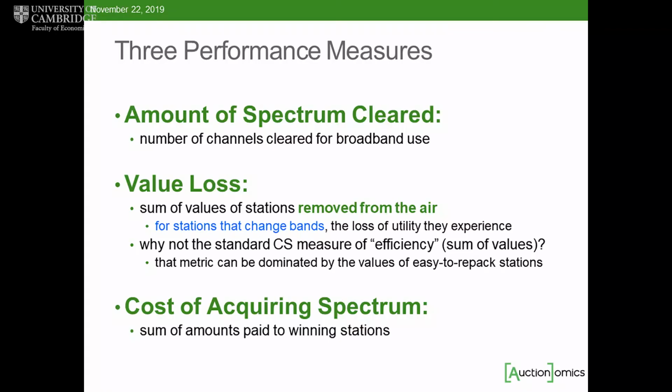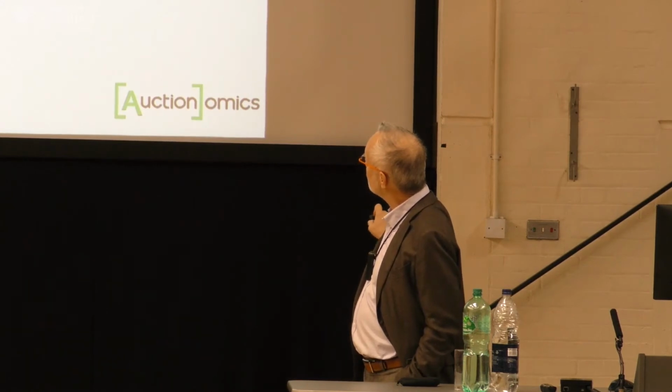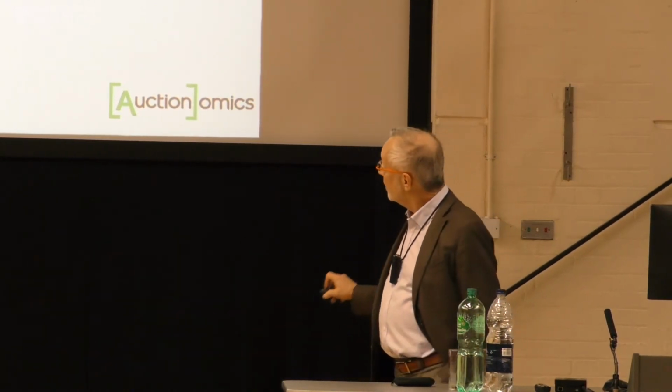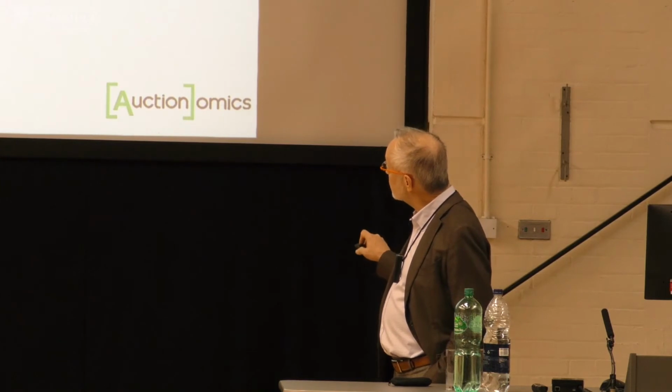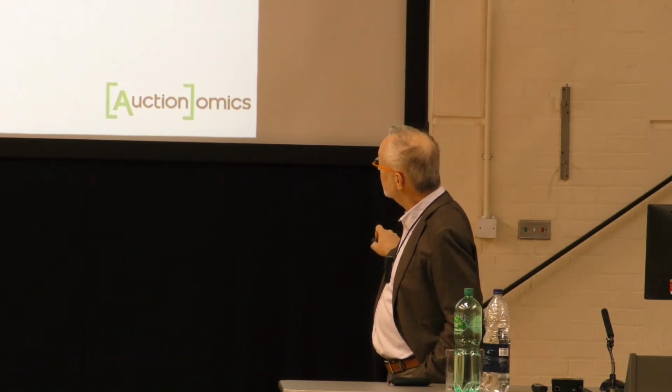All right. So, we're going to have 3 performance measures, as I've said. At the FCC, while the Democrats were in charge, the leading objective was how much spectrum would be cleared. That is, how many channels would be cleared for broadband use. That was the number one thing they cared about when I was talking to them. They also cared, to a lesser extent, about the sum of the values of the stations removed from the air.